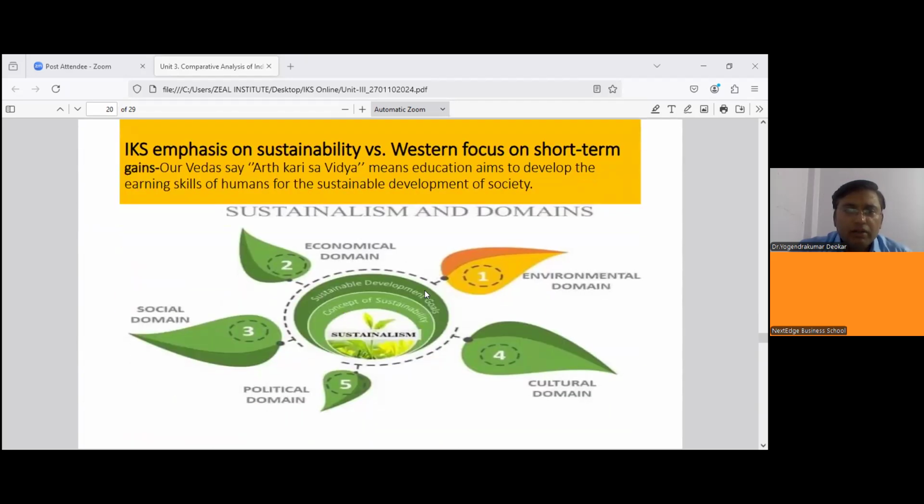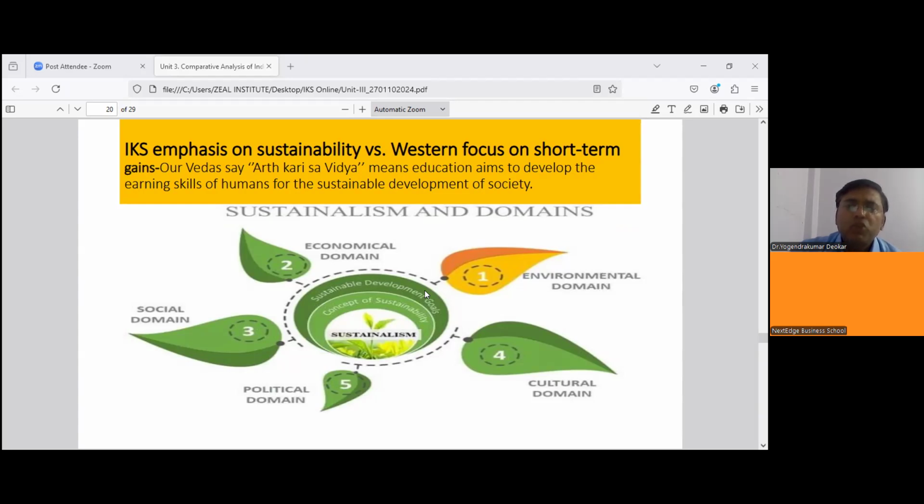Then after that, I guess there is the emphasis on sustainability, while the West focuses on the short term. Sustainability means shashwatata. If I am saving my resources so that my son can take advantage of them, if I save for my next generation, that is sustainability. I can save electricity, I can save water, I should not pollute the environment. The reason is I need to save all these things for my next generation. That is sustainability.